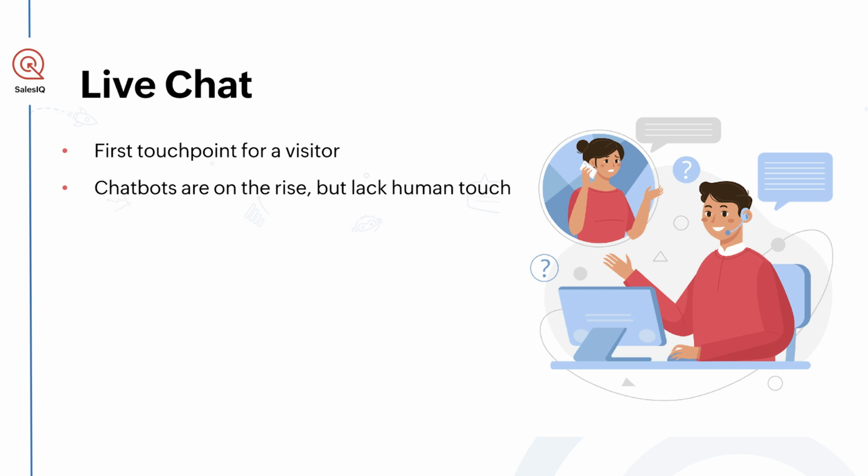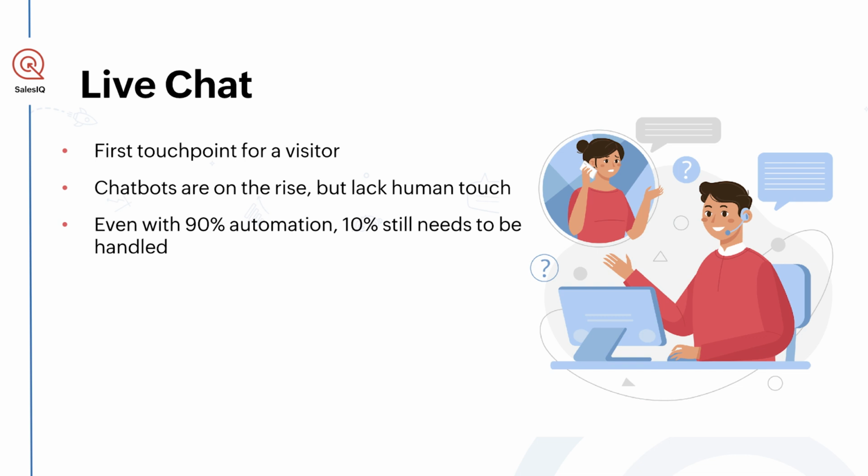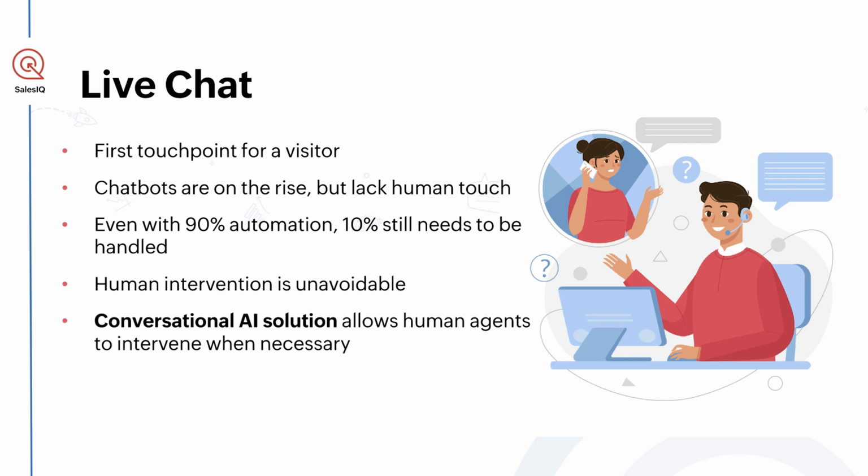Although they had achieved an automation level of 90%, they missed to see that there was still that 10% the bot was unable to complete a task satisfactorily. This means that there are cases where human intervention cannot be avoided. Indeed, in some cases, it is desirable. This calls for a conversational AI solution that allows human agents to intervene over live chat when necessary.